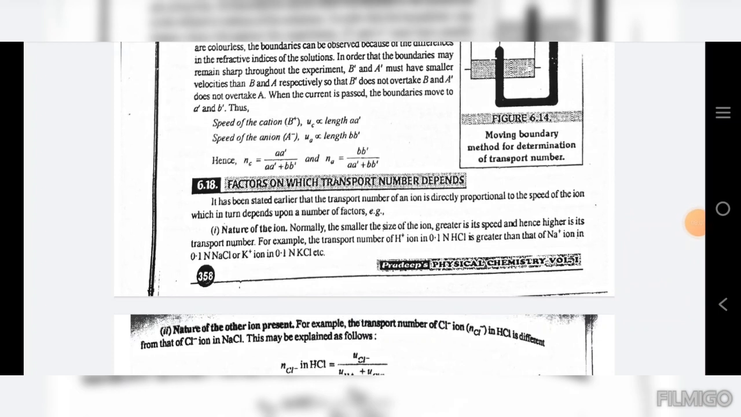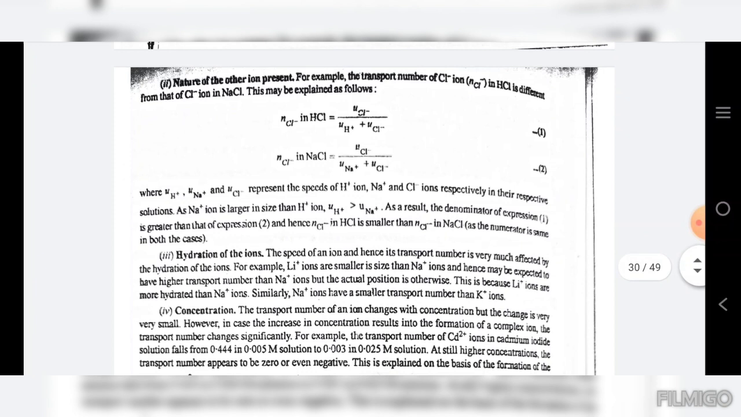Factors on which transport number depends. It has been stated earlier that the transport number of an ion is directly proportional to the speed of the ion, which in turn depends upon a number of factors. Nature of the ion. Normally, the smaller the size of the ion, the greater is its speed and hence the higher its transport number. For example, the transport number of H positive ion in 0.1 N HCl is greater than that of Na positive ion in 0.1 N NaCl or K positive ion in 0.1 N KCl, etc.